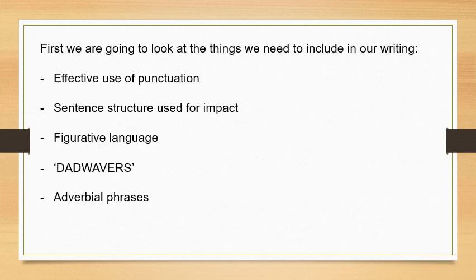Okay, so the first thing we're going to look at is the things that I want to see in your writing and the things that your secondary schools have said they would like to see in your writing. So number one is effective use of punctuation. Number two is sentence structure being used for impact on the reader. Number three is figurative language. Number four is DAD waivers. And number five is adverbial phrases.